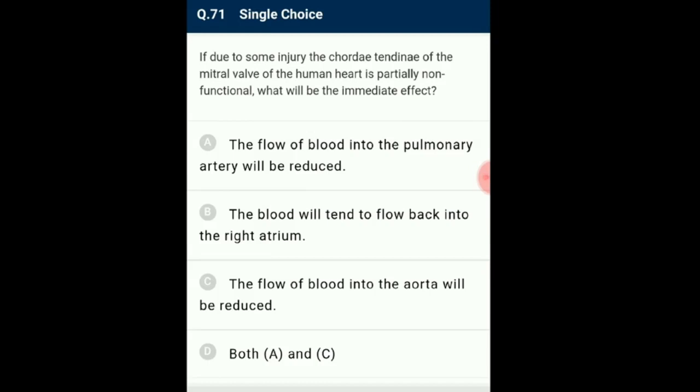If due to some injury, the chordae tendineae of the mitral valve of the human heart is partially non-functional, what will be the immediate effect? The chordae tendineae are commonly referred to as the heartstrings since they resemble small pieces of string. Functionally, they play a vital role in holding the atrioventricular valves in place while the heart is pumping blood. The bicuspid valve is the valve in the heart between the left atrium and left ventricle. The valve opens to allow blood flow from the atrium into the ventricle. Thus, if the bicuspid valve is partially non-functional, then the blood will flow back into the atrium, thus reducing the flow of blood into the aorta. So the answer is option C. The flow of blood into the aorta will be reduced.